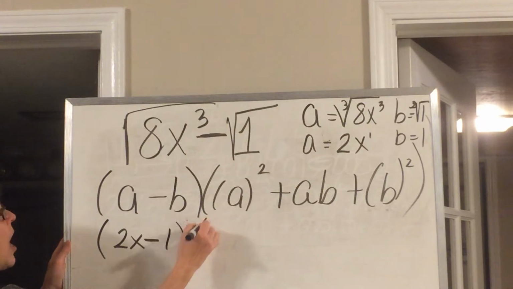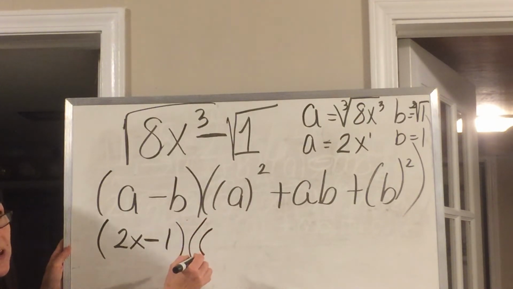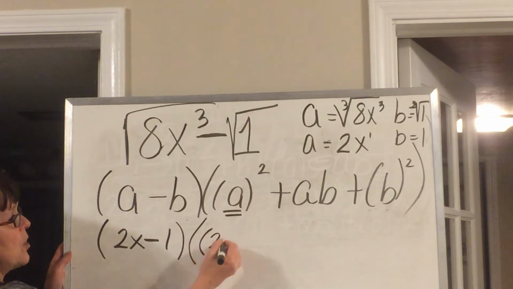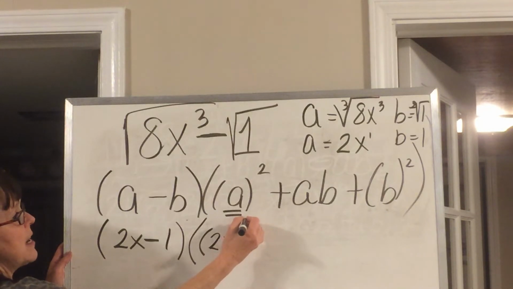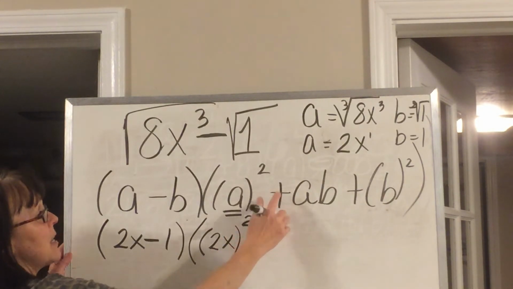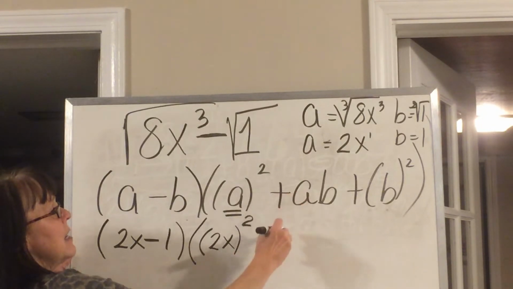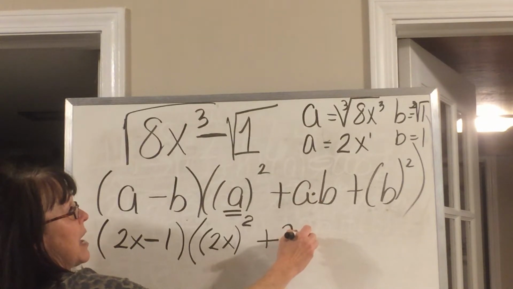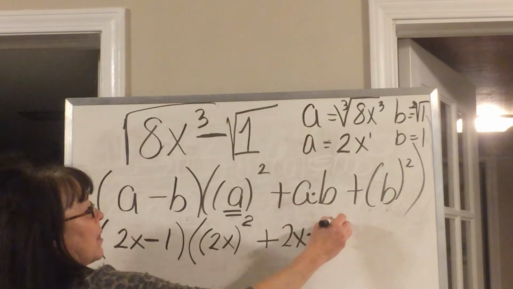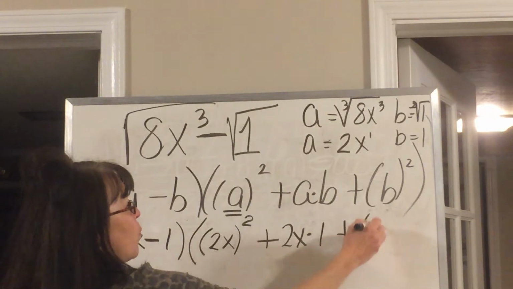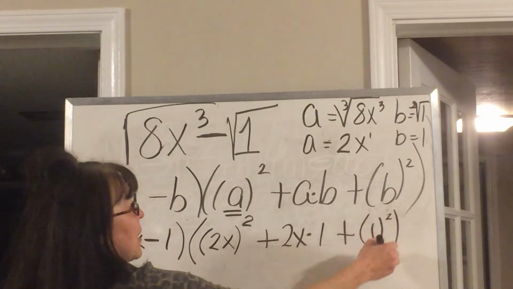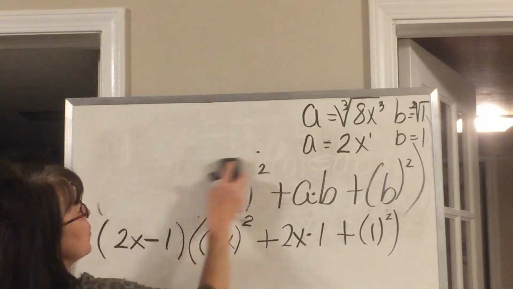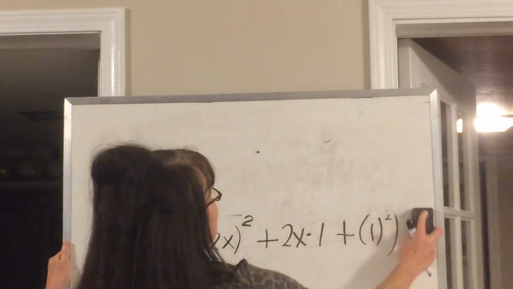Close parentheses, open little parentheses. A again is still 2x. Close your parentheses. Don't forget to square it. Plus, A is still 2x. There's a times sign right there. So times, and B is 1. Plus, B is 1. Don't forget to square it. Close your parentheses. Now, I'm going to erase some of this so that you can see it.